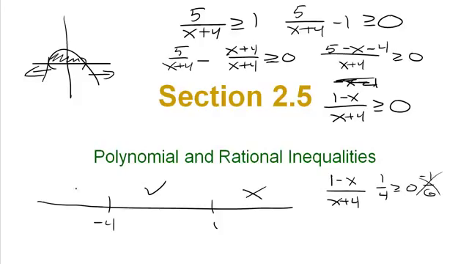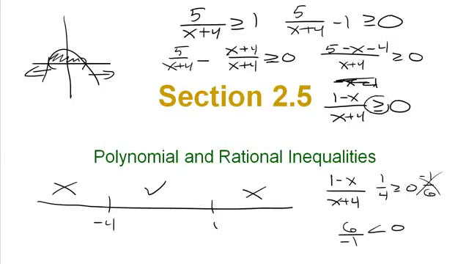Pick something in the third interval, something smaller than negative 4, so negative 5. You get 1 minus negative 5, which is 1 plus 5, which is 6, and then negative 5 plus 4 is negative 1. That's also less than 0, so it doesn't work there either. And then your solution is going to be all the numbers in between negative 4 and 1.